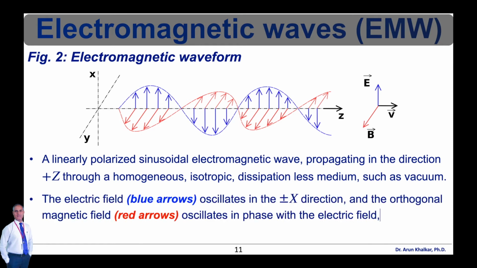The electric field, shown here in blue arrows, oscillates in the positive and negative x direction, and the orthogonal magnetic field, shown here in red arrows, oscillates in phase with the electric field but in the positive and negative y direction. So the electric field and magnetic field are mutually perpendicular to each other, as well as perpendicular to the direction of propagation of these electromagnetic waves.